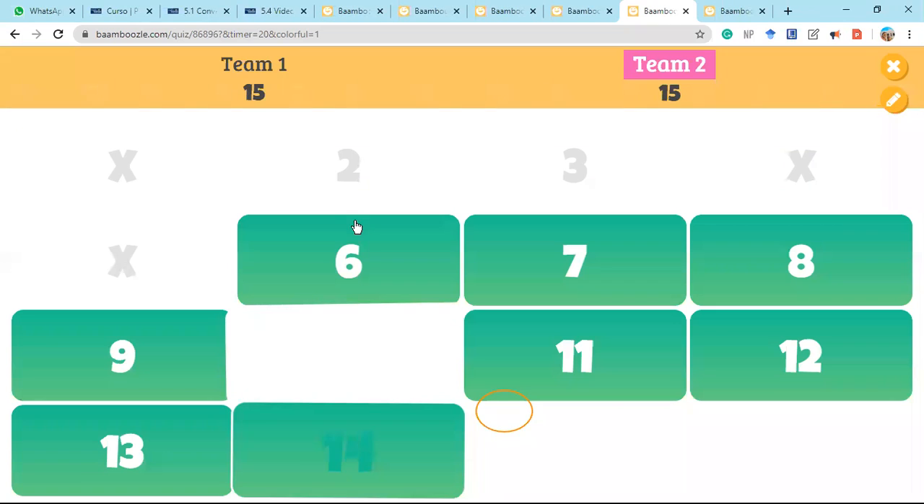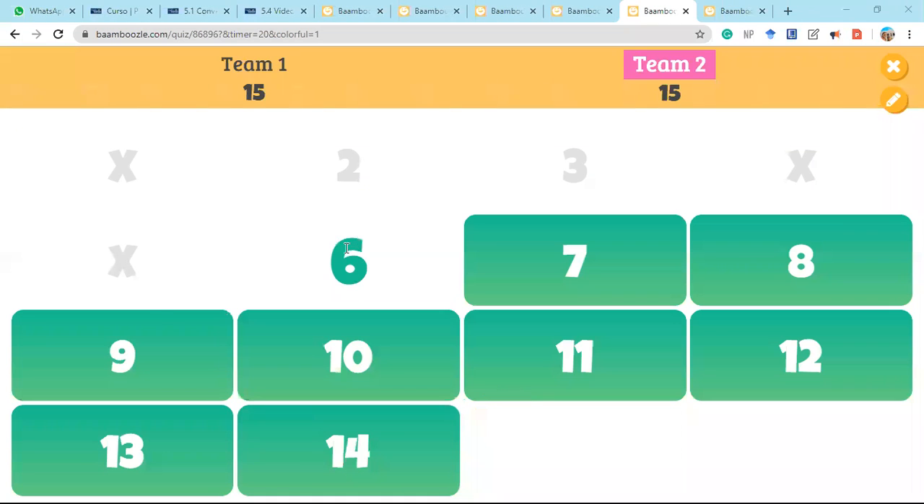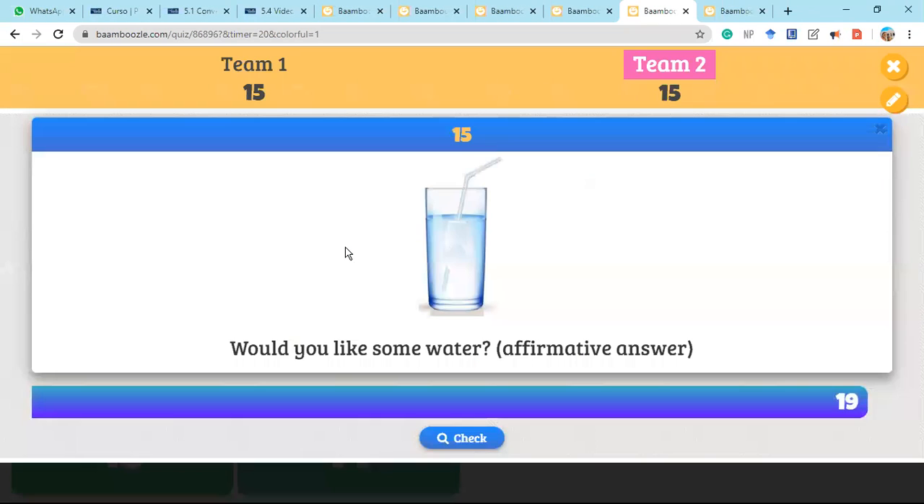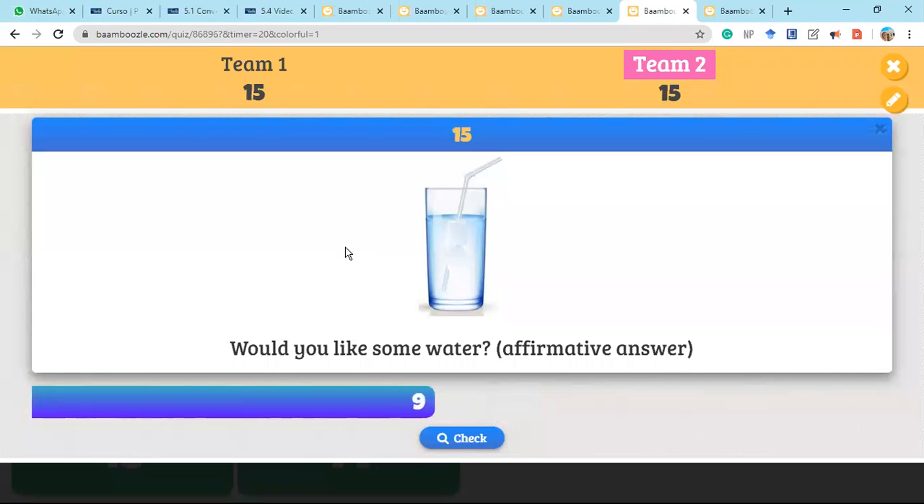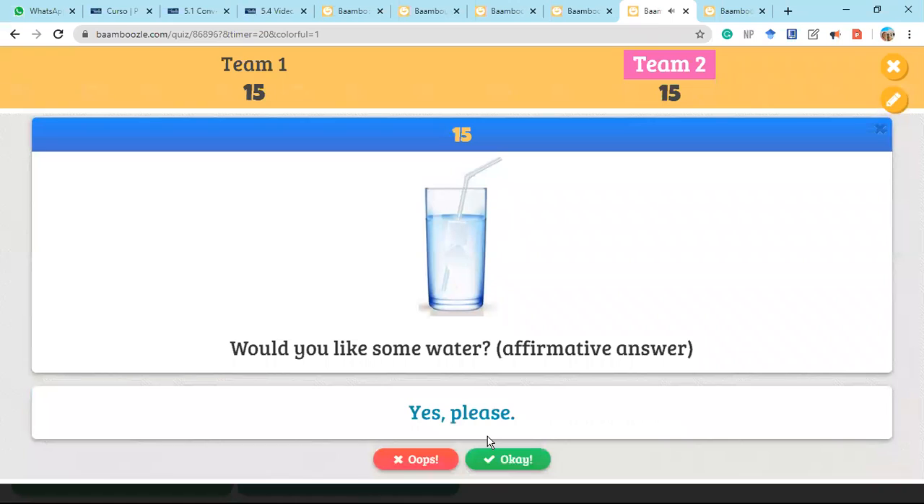Number six is for girls. Affirmative answer. Would you like some water? Yes, I would like water. Some water. Yes, please. Yes, I would like some water. It's okay. Good.